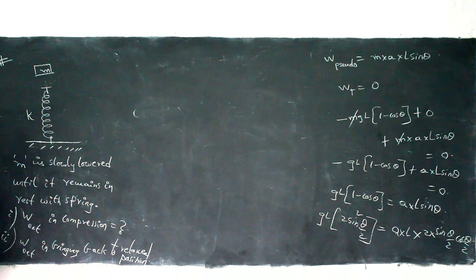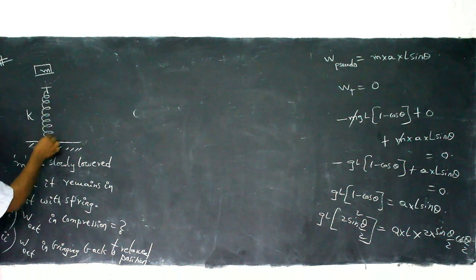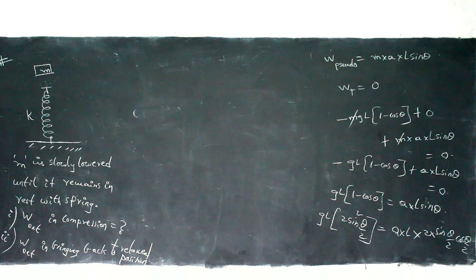See, I will explain this question. So this is a spring of a spring constant K. From here, by applying some external force, I am lowering this mass. So how am I lowering? Very slowly, such that finally the mass is at rest with respect to the spring. Then, by applying some more force, I am lifting this mass again so that the spring is again going to the relaxed position.